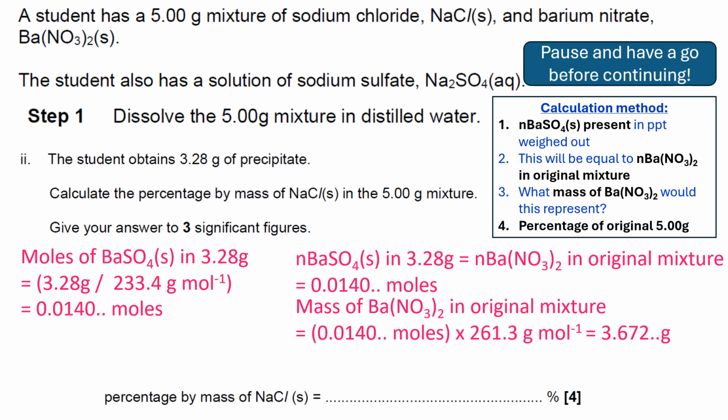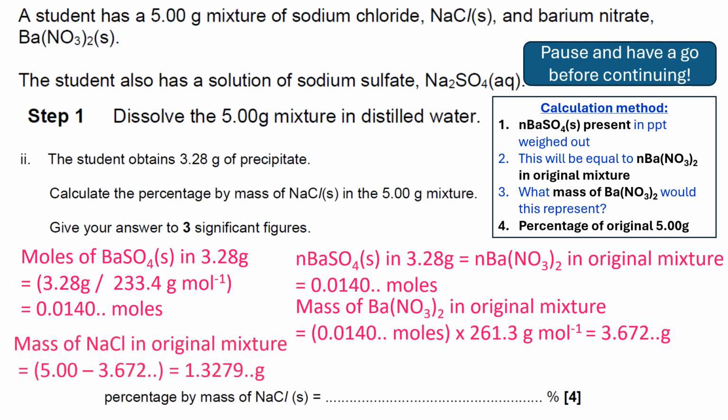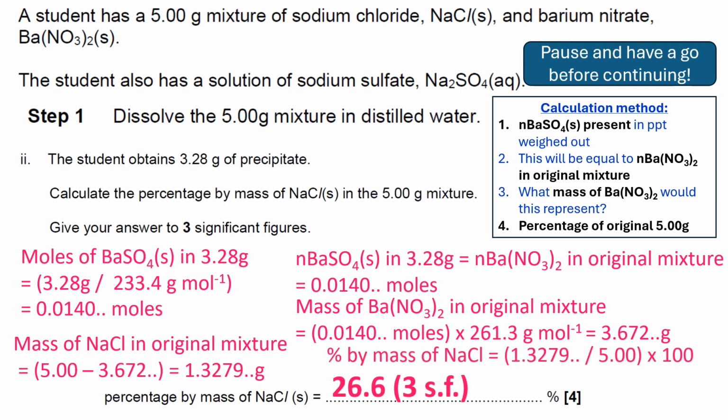Now I need to know what mass of barium nitrate this number of moles represents. So I multiply that by the molar mass given to me, which is 261.3 grams per mole. And I get 3.672... Obviously it's a longer number, I've truncated it slightly. And then I subtract that from my original 5 grams to give me, by difference, the mass of sodium chloride that must have been present in the original mixture, which is 1.3279. That then gets expressed as a percentage, and that gives us 26.6 as 3 significant figures.